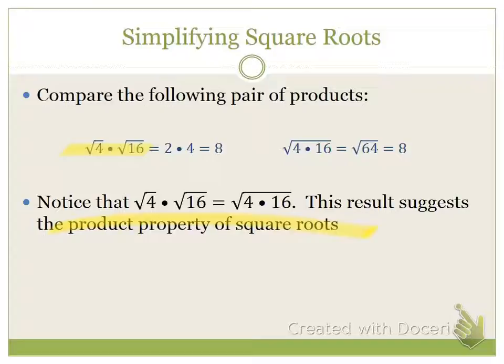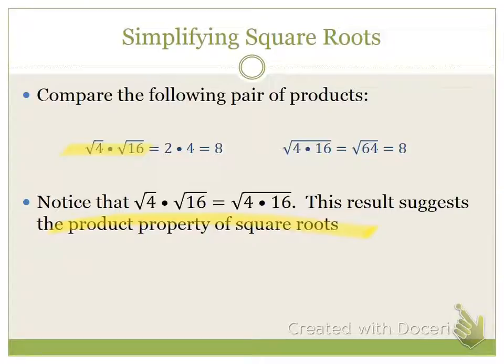Take two numbers, take their square roots, and you get an answer. Okay? What's the square root of 4? Look at the first one. What's the square root of 4? 2. So here we go. And then what's the square root of 16? 4. And then 2 times 4 is 8.